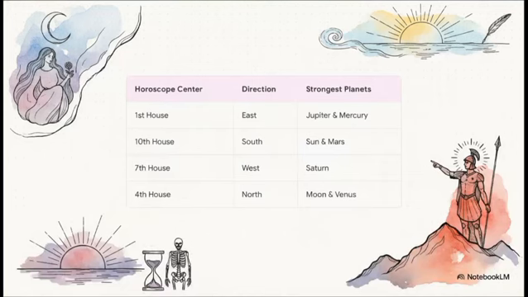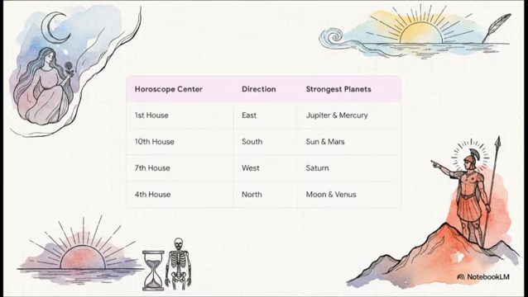This table brilliantly illustrates the 4 centers of the horoscope described in Digbala. Let's break this down together. The ascendant, or first house, represents the east, the dawn. Right here, Jupiter and Mercury, which are planets of wisdom and intellect, gain maximum strength. They thrive in the light of new beginnings. Then you have the 10th house, representing the south, the meridian, literally the highest point in the sky. Naturally, the Sun and Mars, planets of authority and action, command this absolute zenith.